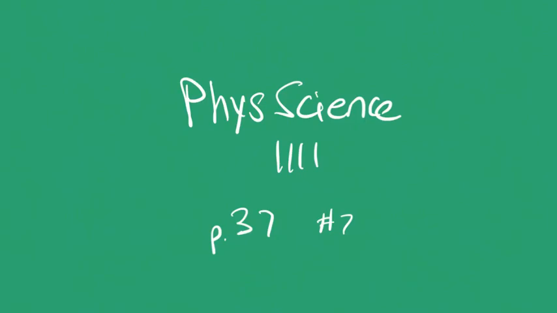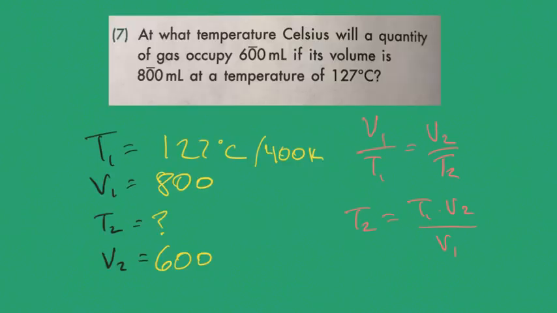Let's talk about problem number 7 on page 37 of the new 4th edition Physical Science. This problem says, at what temperature Celsius will a quantity of gas occupy 600 milliliters if its volume is 800 milliliters at a temperature of 127 degrees Celsius?